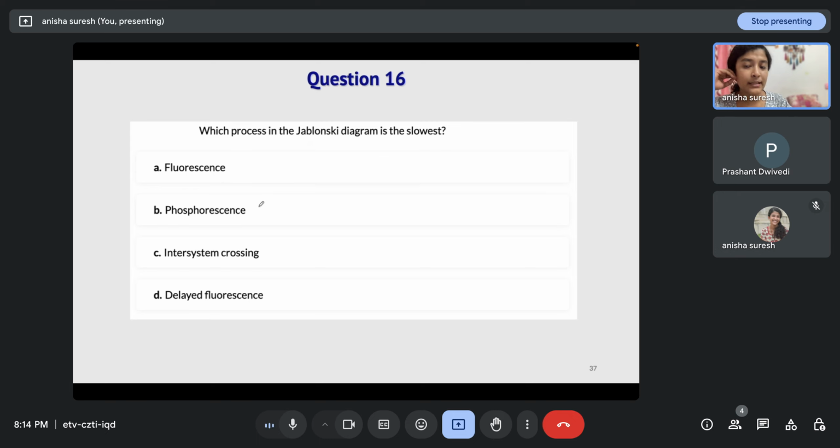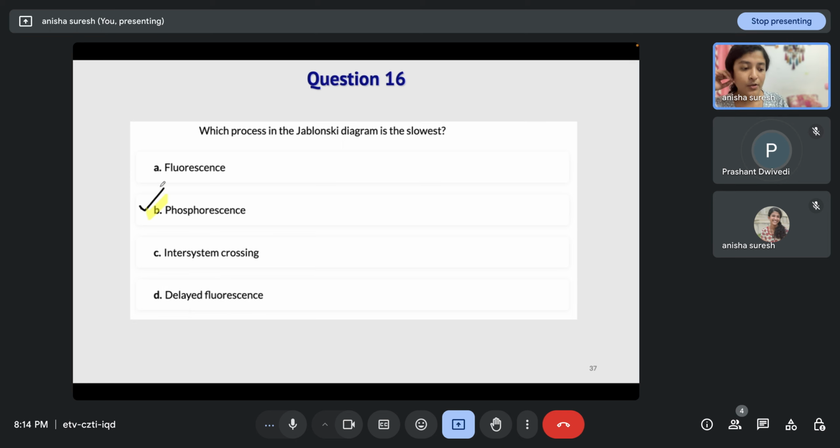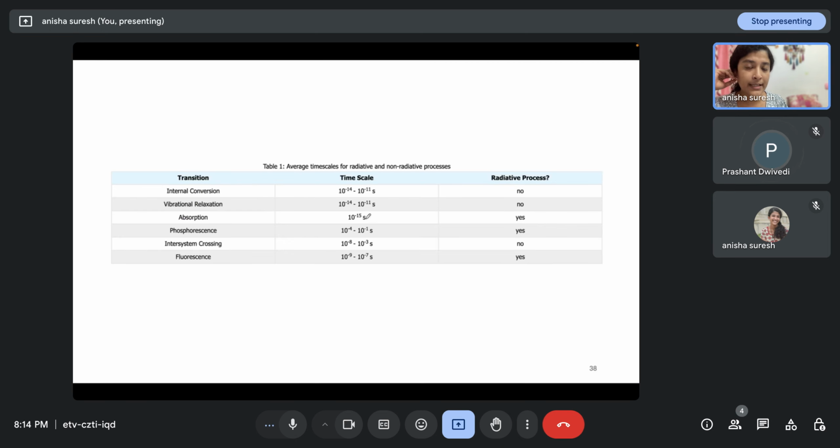So the right answer as per my view is phosphorescence. Okay? So if we are seeing, these are the time scales for different transitions.